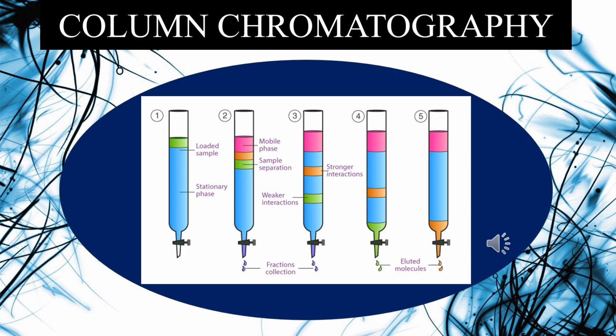And the five major chromatography methods that use columns are gas chromatography, liquid chromatography, ion exchange chromatography, size exclusion chromatography, and chiral chromatography, etc.